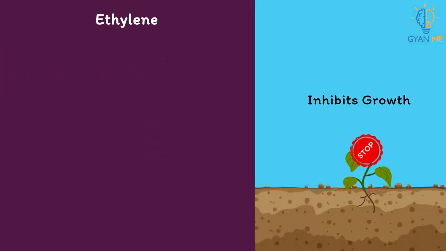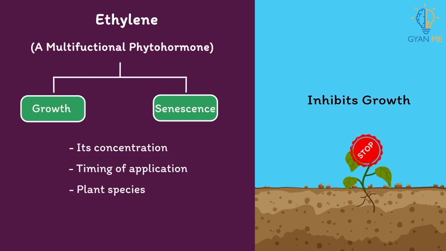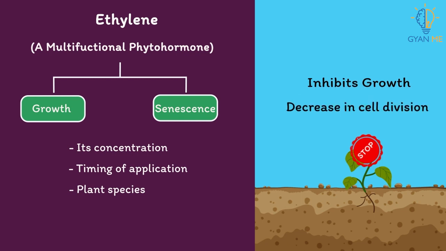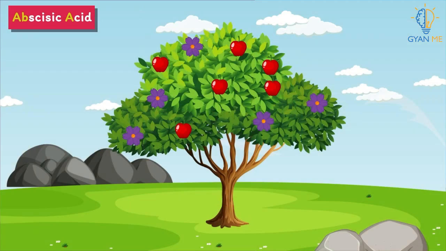But students, note that ethylene is regarded as a multifunctional phytohormone that regulates both growth and senescence. It promotes or inhibits growth and also controls senescence processes depending on factors like its concentration, timing of application, and the plant species. In most plant tissues, ethylene slows down or reduces growth due to decrease in cell division. Let us first learn about abscisic acid and its effects.